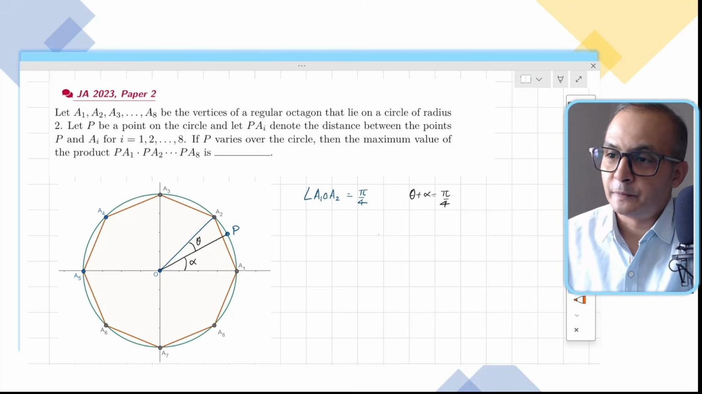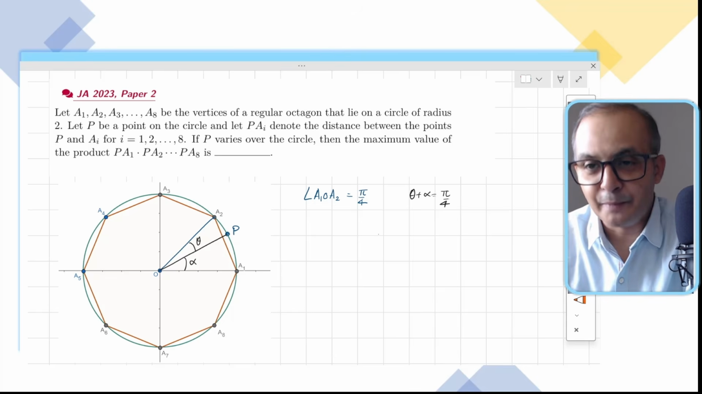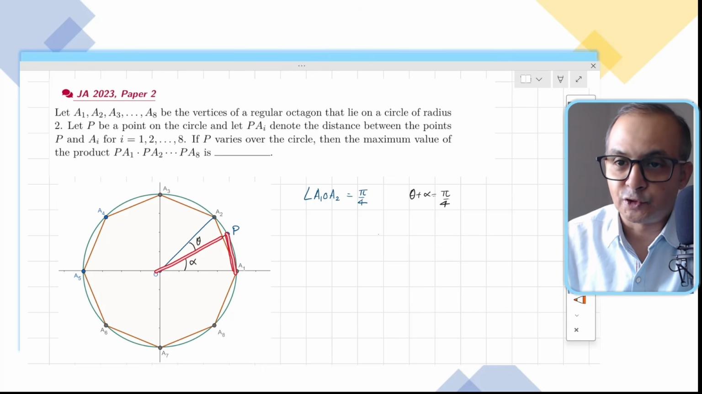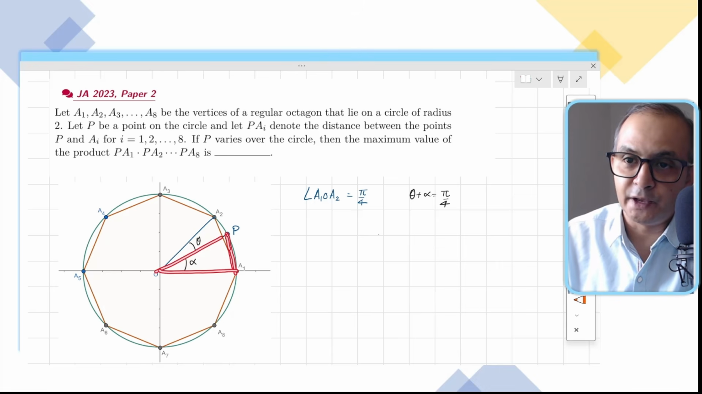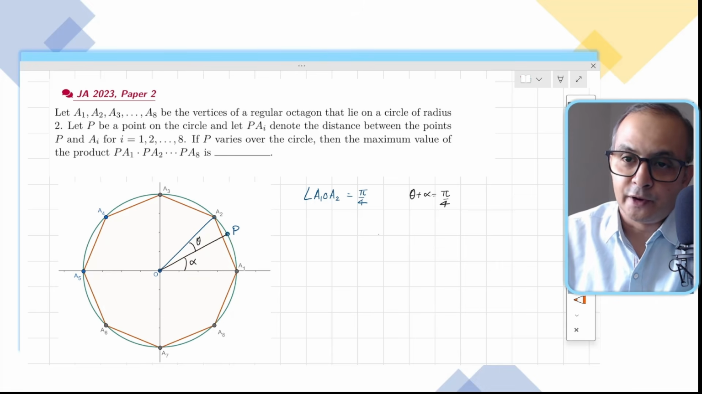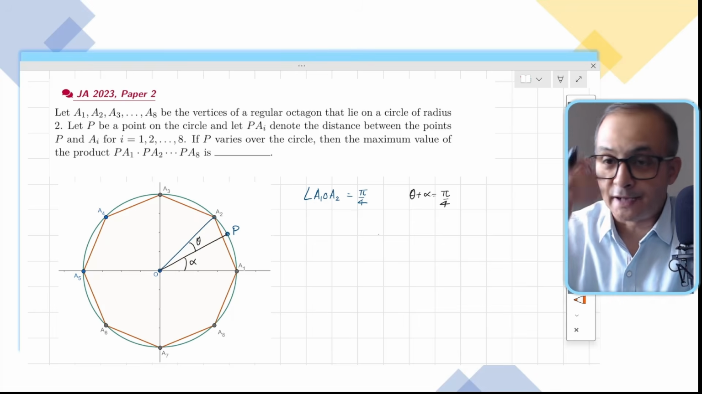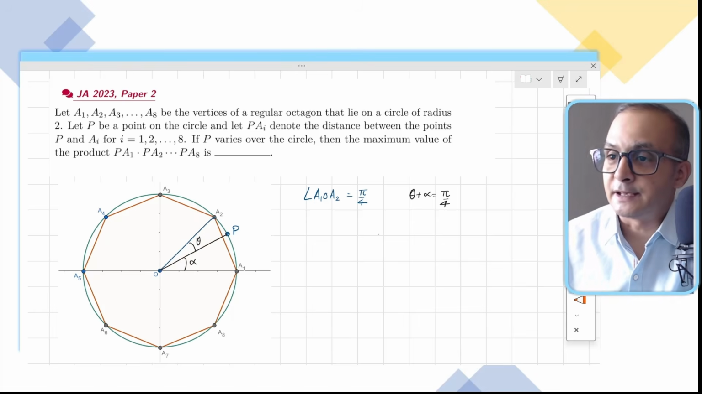Now what I'm going to do is a little bit messy picture I'm going to draw, but you understand. The first thing I have to find out is PA1. PA1 is one of the sides of the triangle POA1. Similarly, if I have to find PA2, I will take triangle PA2O. In this triangle I'm using the sine rule in a different way. Let's see how.